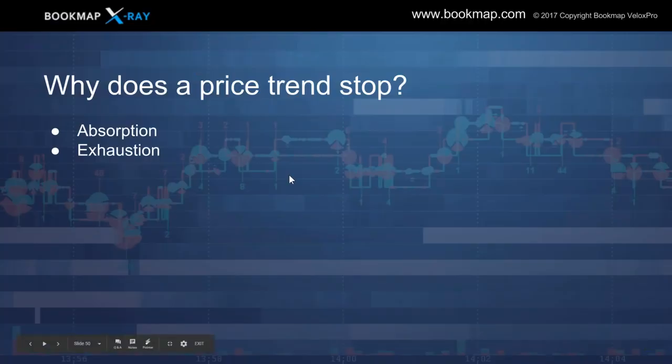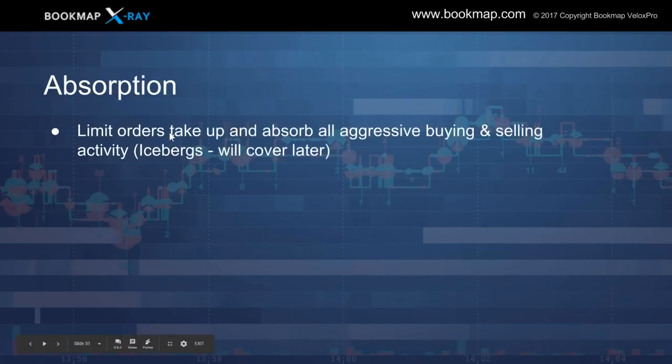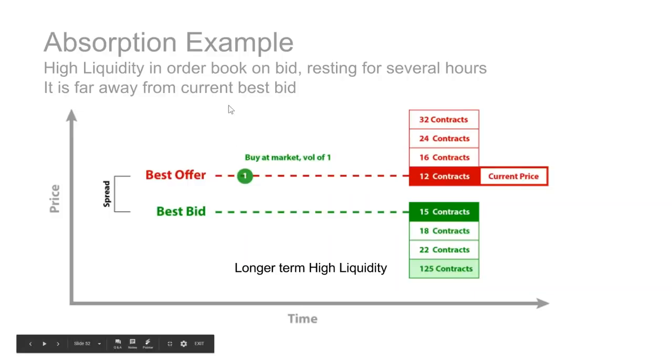All right, so that's sweeping. Let's get into why price trend stops. We're going to go through absorption and exhaustion. Okay, absorption is the limit orders that take up and absorb all the aggressive buying or selling. Okay, it could also be iceberg orders, but we're going to cover that in the advanced session. And let's go through an example.